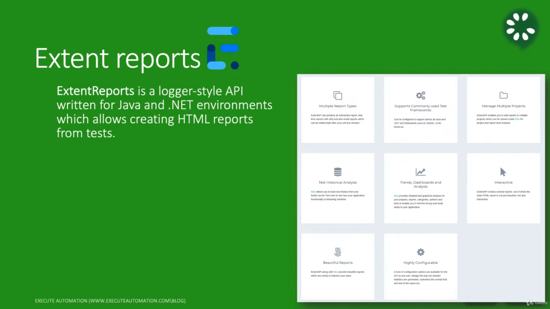Extent Reporting. Extent Report is a logger style API written for Java and .NET environments which allows creating HTML reports from tests. And once again, Extent Report has a lot of features. As you can see in the screenshot, it supports multiple types, it supports commonly used test frameworks, and it manages multiple projects, historical reports, trends, interactivity. And the report is really beautiful and it's highly configurable if you buy a professional version, by the way.